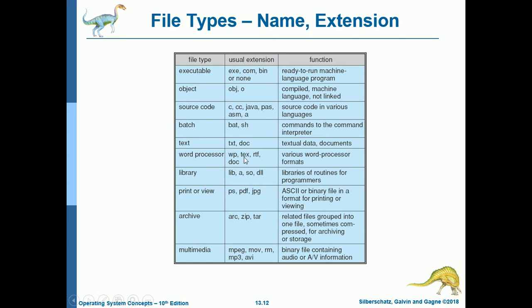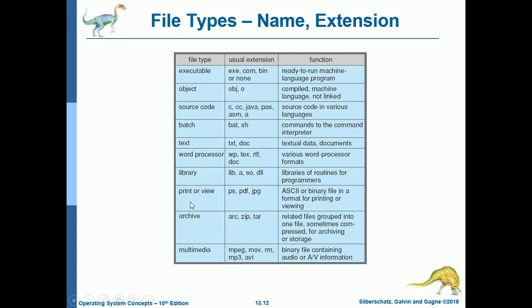There are other file types such as .tex. And then we also have .rtf, which is rich text format. And of course, just the same as text, .doc or .docx. So various word processor formats. And then for library, we have .lib, which is easier to distinguish. And then .a, just the same as the source code, a static library. .so is a shared object, specifically in Linux. And then we have .dll for dynamic link library. This is typical with applications as of today. So these are libraries of routines for programmers.